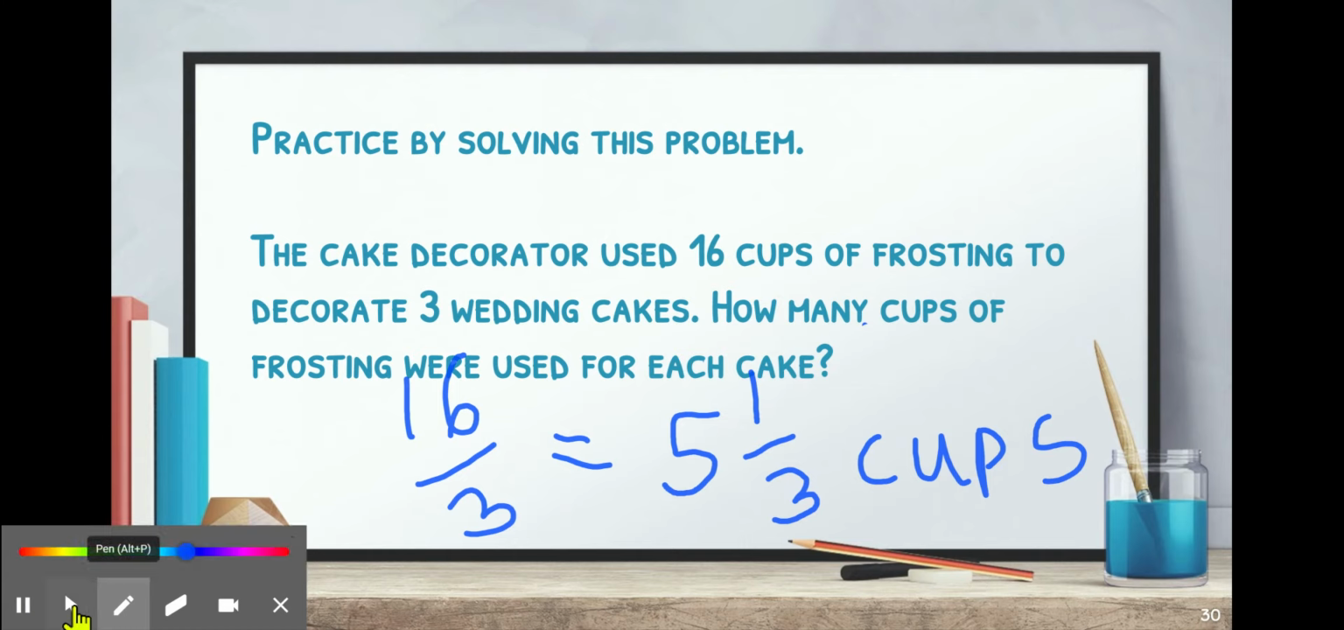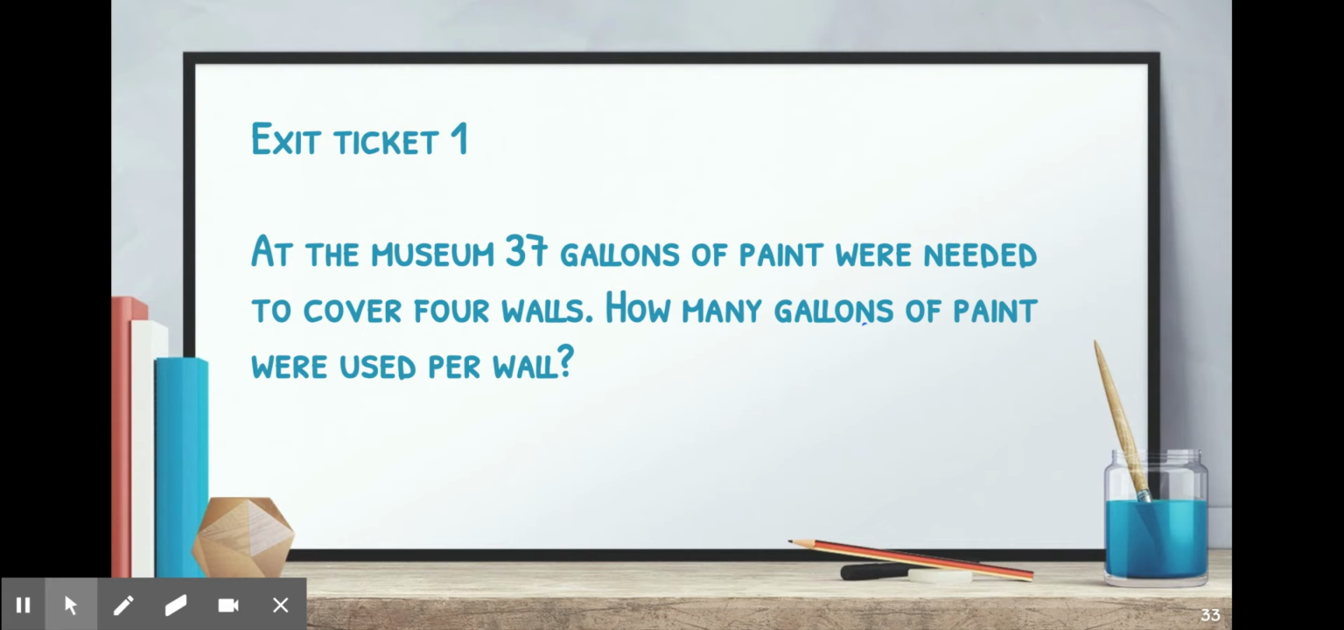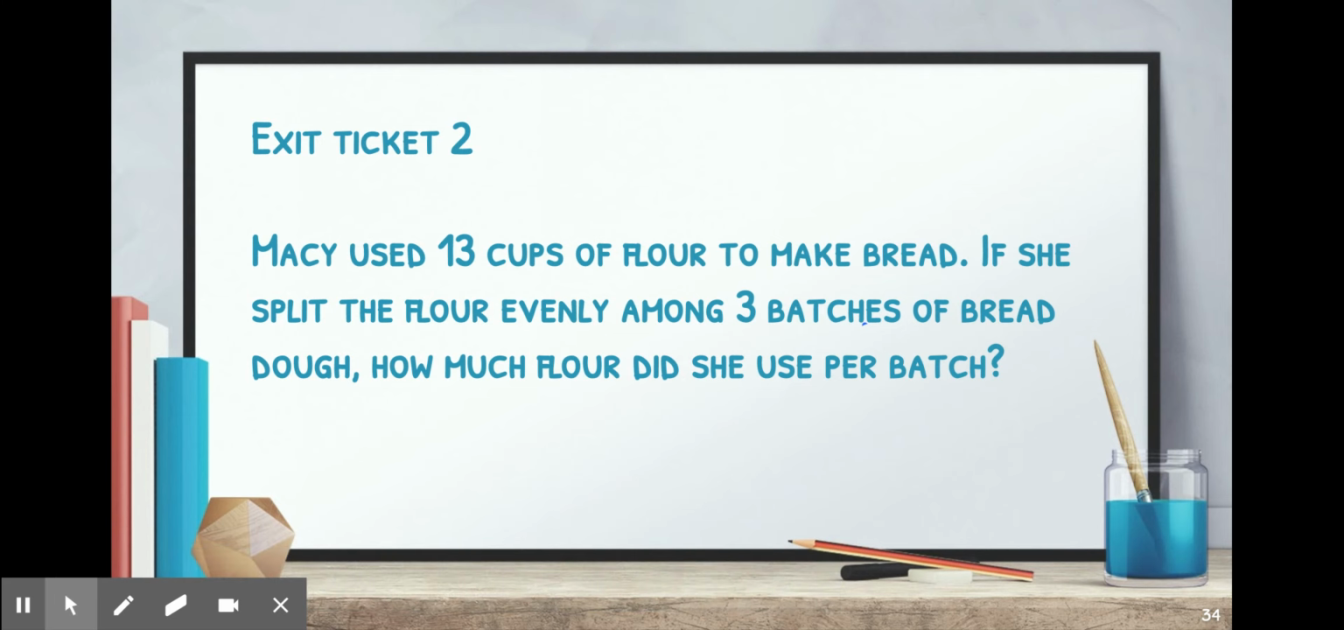Problem 1 on the exit ticket. At the museum, 37 gallons of paint were needed to cover 4 walls. How many gallons of paint were used per wall? Problem 2 on the exit ticket. Macy used 13 cups of flour to make bread. If she split the flour evenly among 3 batches of bread dough, how much flour did she use per batch?